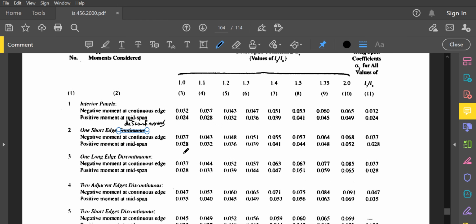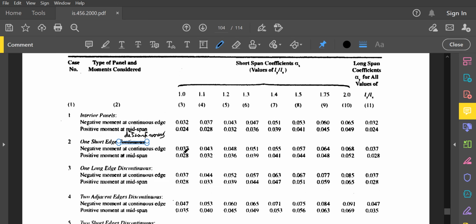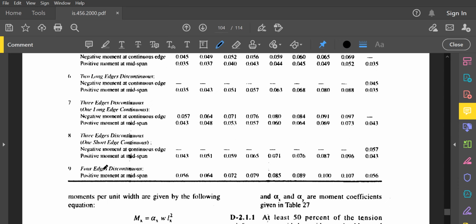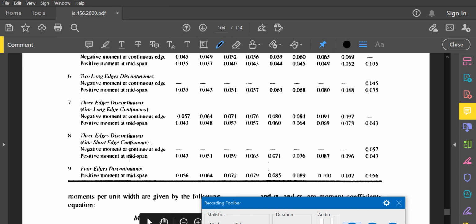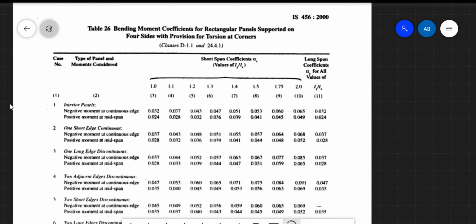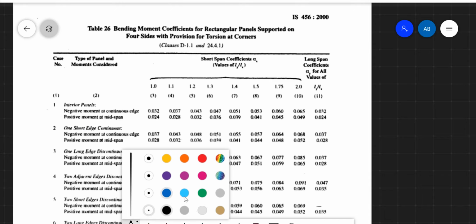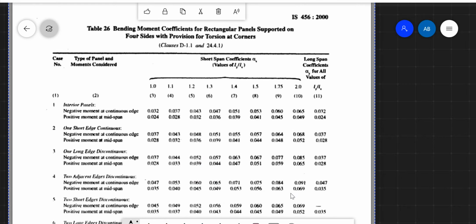So there are different panels based on your condition. We have nine panels based on this. I'll explain this in detail. You can see here, the first one is the interior panel, and the second one is actually one short edge discontinuous.